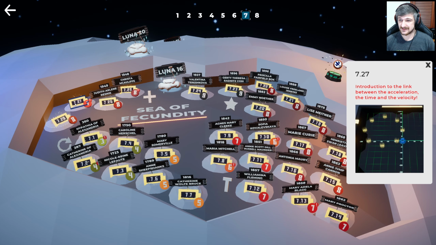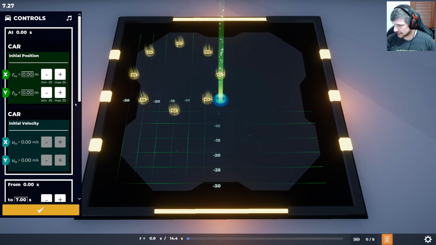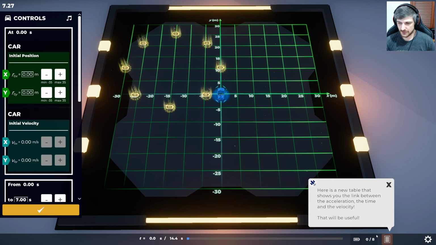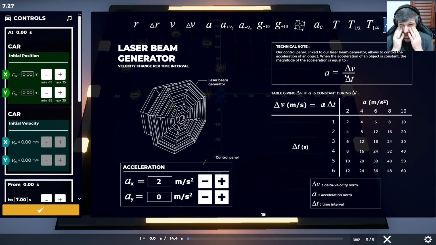Introduction to the link between acceleration, the time, and the velocity. Oh, Jesus. I need more brain juice. A new table. The last table. Our control panel. Okay.